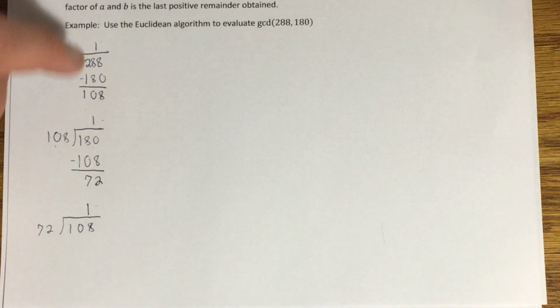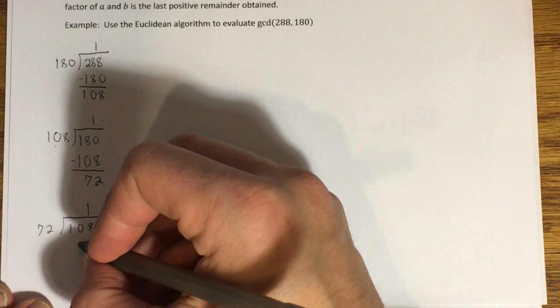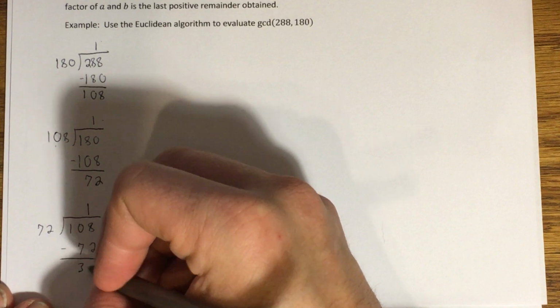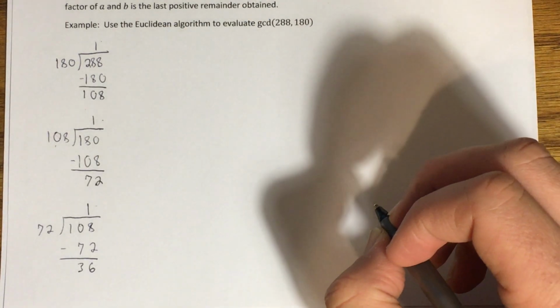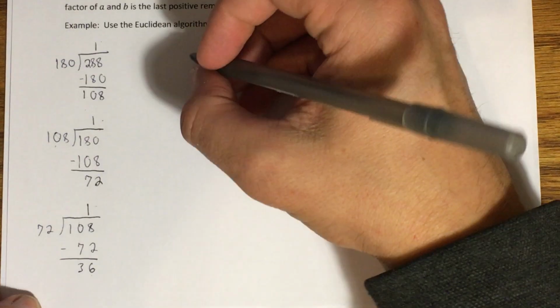So I don't want you to get the idea that this should always be a 1. That's not necessarily the case. Okay, we want to subtract this. That gives me 36. All right, 36 is my new divisor. 72 is my new dividend.